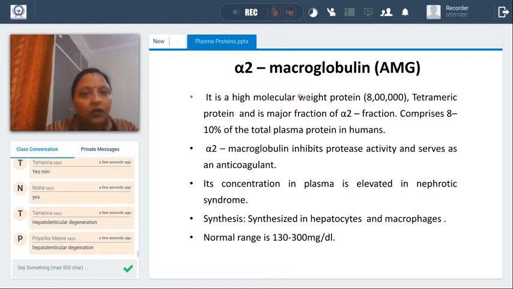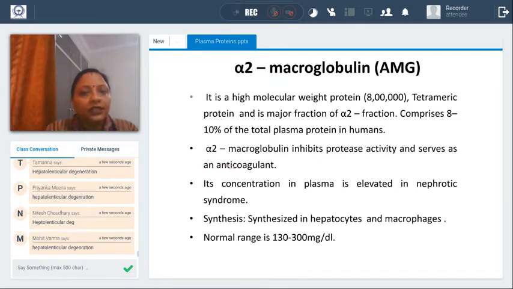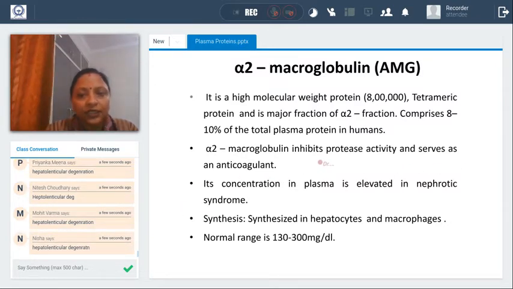Okay. Another alpha-2 globulin is alpha-2 macroglobulin, AMG. It is a high molecular weight protein. Tetrameric protein, it's a major fraction of alpha-2 fraction, comprises 8 to 10% of total plasma protein in humans. This inhibits protease activity and serves as anticoagulant. Its concentration in plasma is elevated in nephrotic syndromes, synthesized in hepatocytes and macrophages.